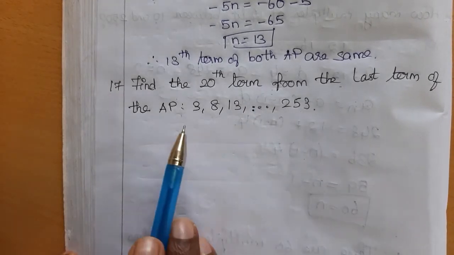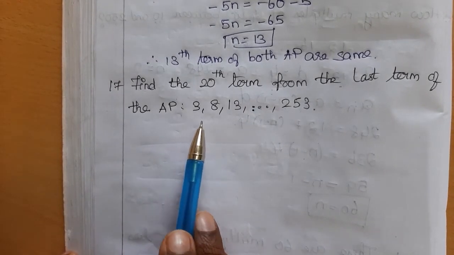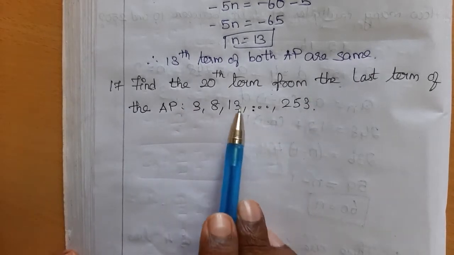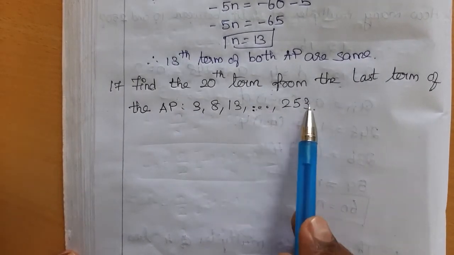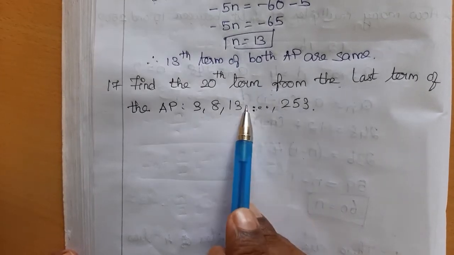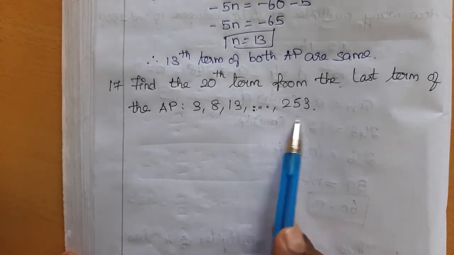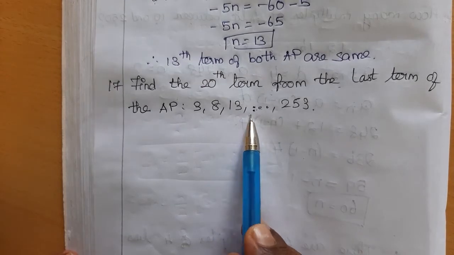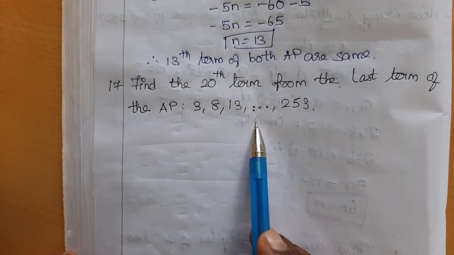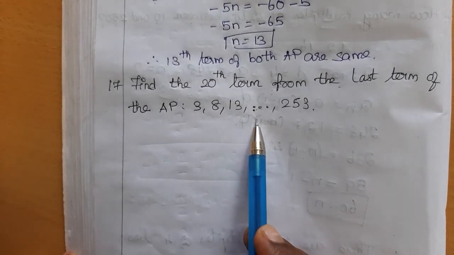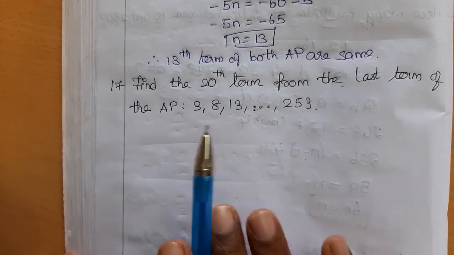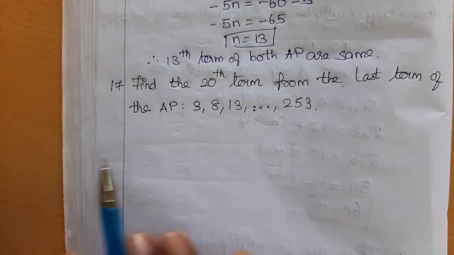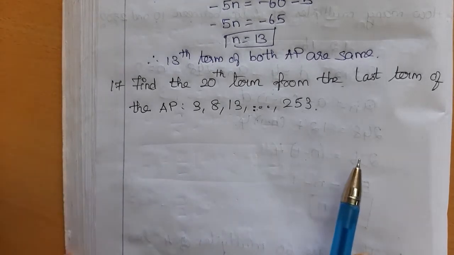Or else one more method. The first method is we can find the total number of terms, and from that the 153rd term and before the 20th term. If it is the 30th term, the 10th term is the 20th from last. If it is the 100th term, the 80th term is the 20th from last, right? Or else another way, we can just rewrite it in reverse. That time also it is the same AP.